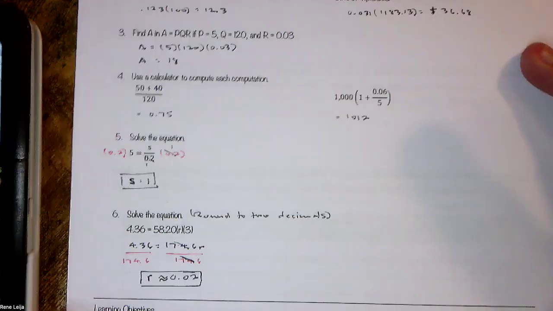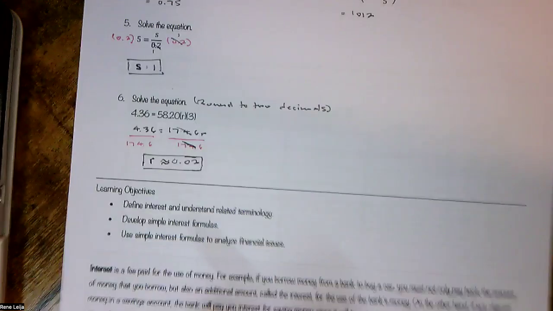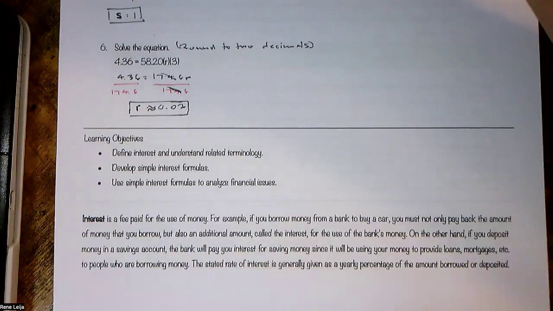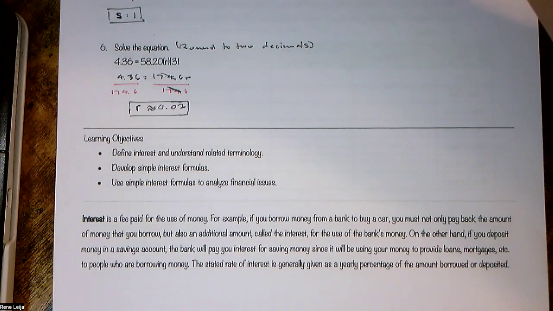Okay. All right. Now, learning objectives. Here's what we're going to be working on. We are going to define interest and understand the related terminology, develop simple interest formulas, use simple interest formulas to analyze financial issues. All right. So here we go. So interest is a fee paid for the use of money.